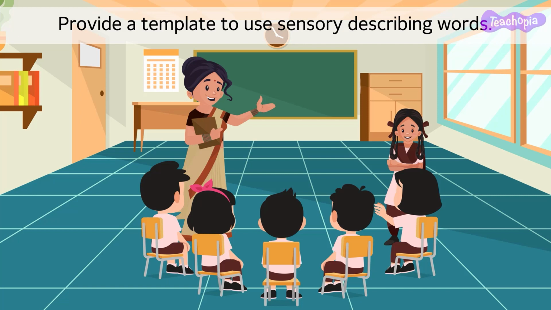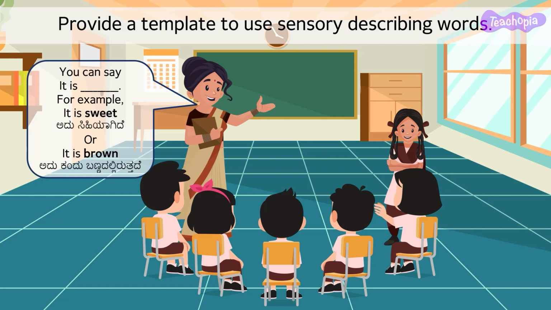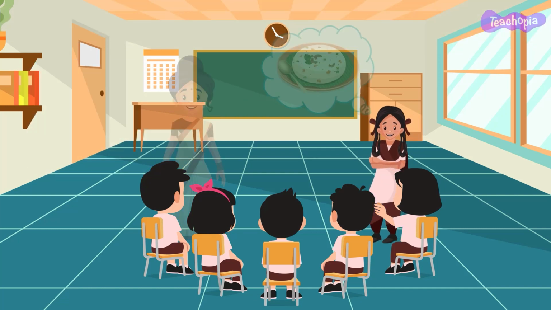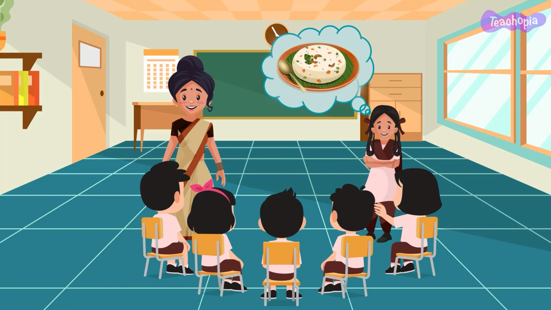Provide them with a template to use describing words according to the senses. You can say it is dash. For example, it is sweet. Adu sihiyagide. Or it is brown. Adu ಕಂದು ಬಣ್ಣದಲ್ಲಿರುತ್ತದೆ. It is white. It is round.